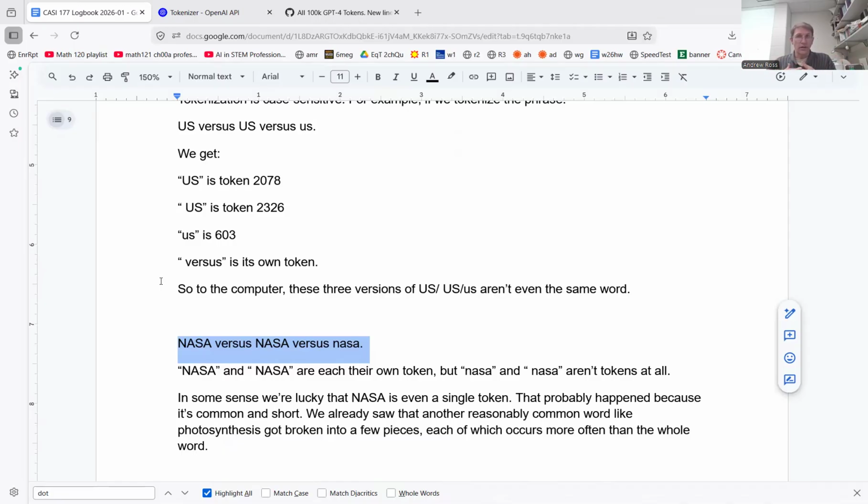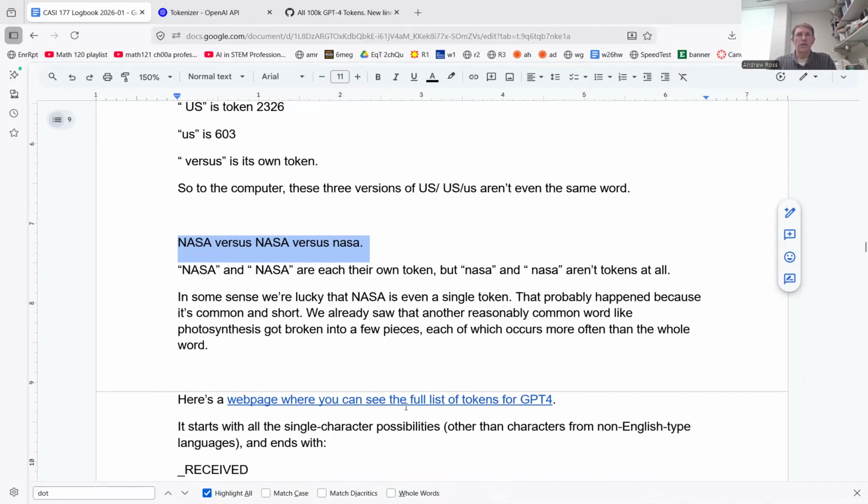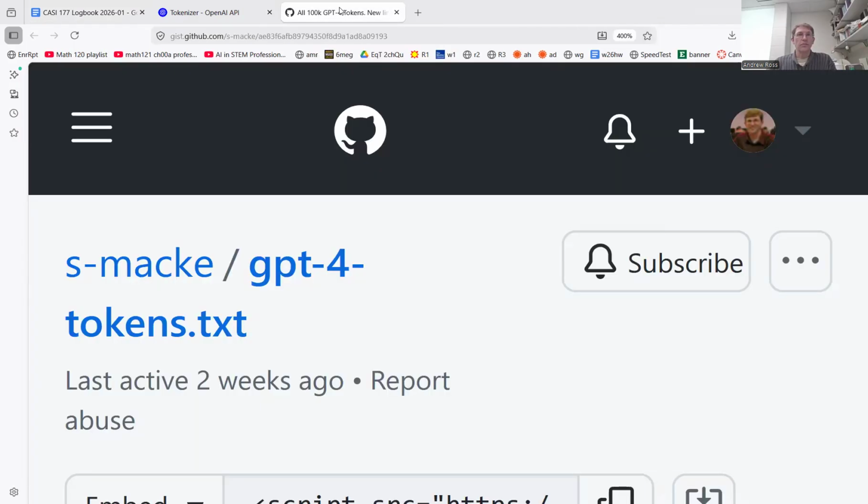We already saw that another reasonably common word like photosynthesis got broken into a few pieces, each of which maybe occurs more often than the whole word. Let's take a look at a web page where you can see the full list of tokens for GPT-4.